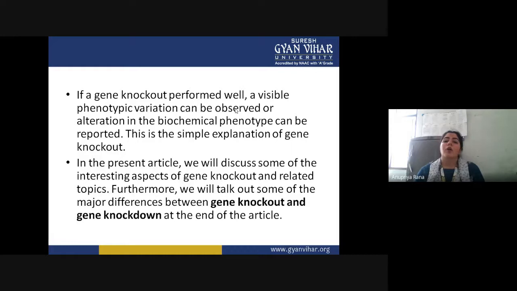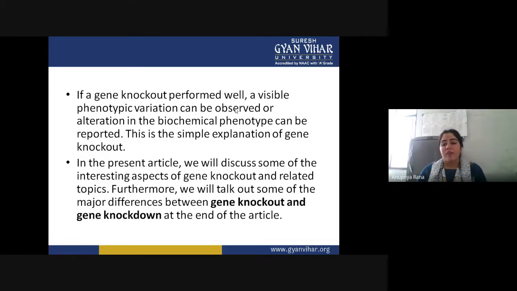If the gene knockout performed well, a visible phenotypic variation can be observed, or an alteration in the biochemical phenotype can be reported. If our whole process of gene knockout goes smoothly and there is no problem, then we will be seeing a visible phenotypic variation, a difference from the earlier phenotype, and we can observe or alter the biochemical phenotype.